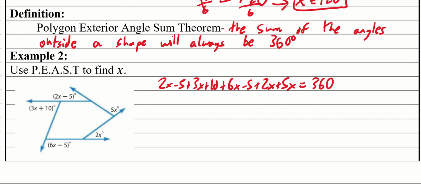Okay, so that's all I need to worry about. And now once I'm here, I can just combine my like terms and solve. So let's combine our variables first. We have 2x, 3x, 6x, 2x, and 5x. If I add those up here, I'm going to get 18x. Okay, and then same thing with the numbers here as well. I see I have negative 5, positive 10, and negative 5. And we notice that actually the same kind of thing happens as the last example. The two negative 5s and the positive 10 are going to all cancel each other out.